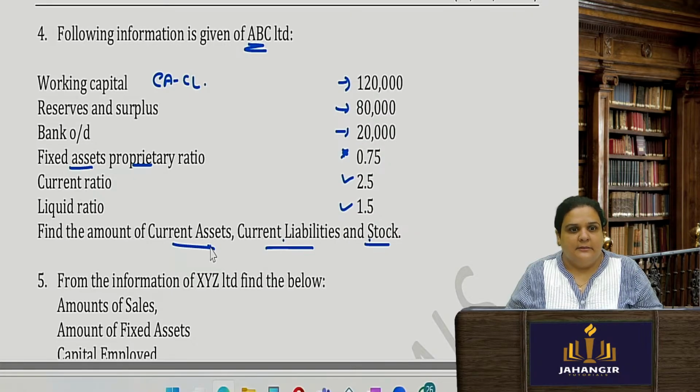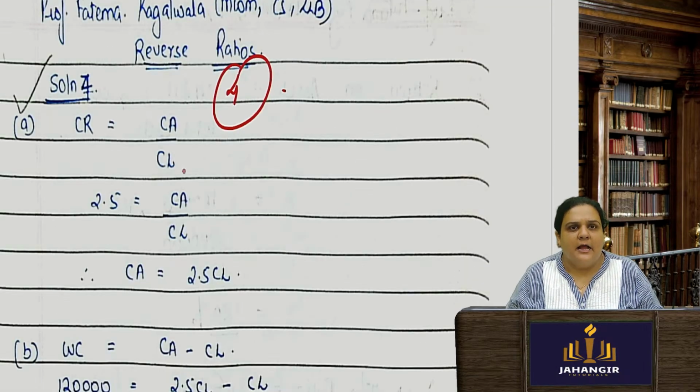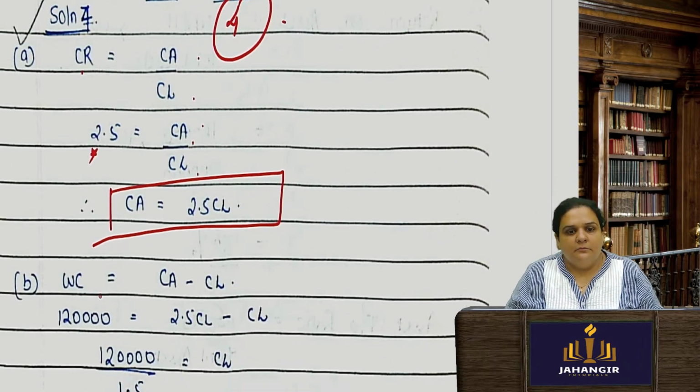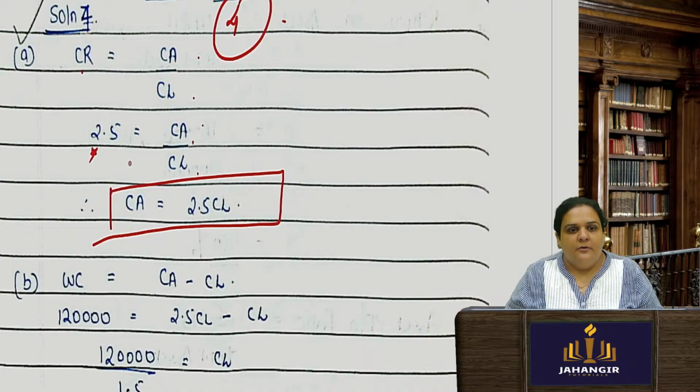For assets, I can take the current ratio, current assets upon current liabilities. Current ratio will be nothing but current assets upon current liabilities. The ratio is given to me as 2.5. I don't know the current assets amount or the current liabilities amount, but I can write it: current assets is equal to 2.5 of current liability. This one equation I got. If we take current liabilities to the other side, current assets will become equal to 2.5 of current liability.